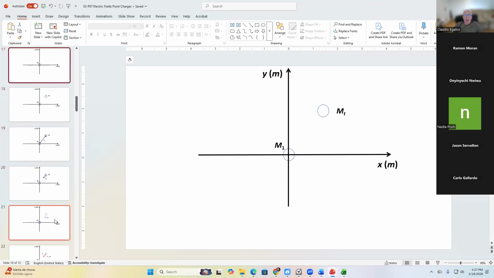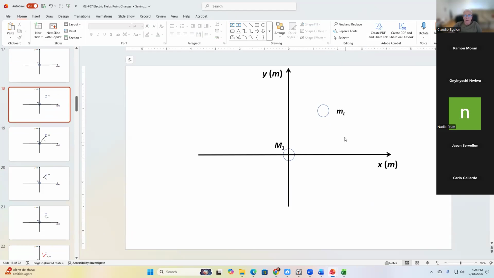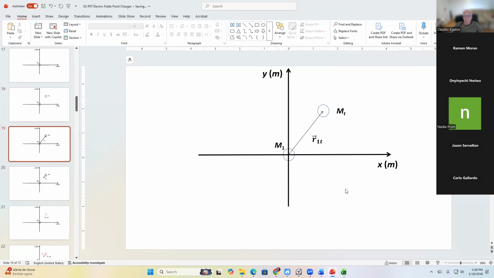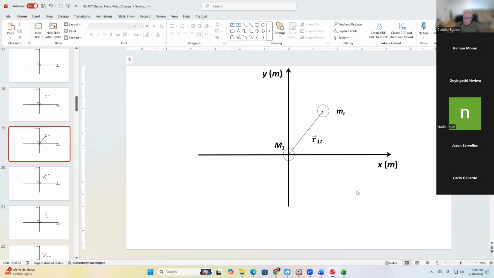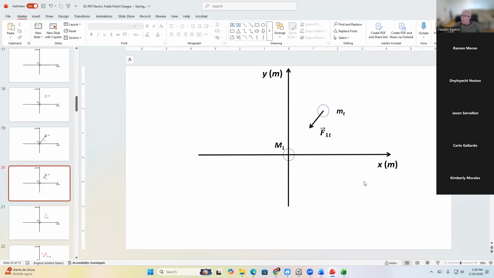And I'm going to do the following. Instead of putting big M, I'm going to put small m, just to be consistent with the notation that I used before, right? Here you go. The gravitational force. Okay, any questions so far?